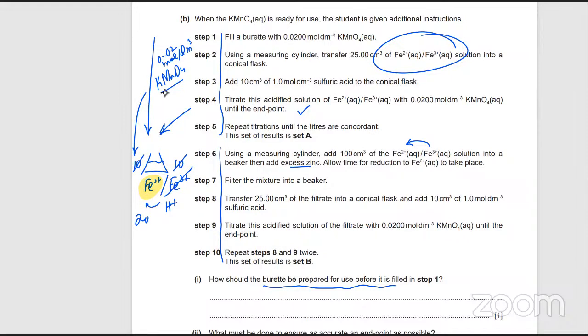Burette का ख्याल रखना. Burette में दो चीजें हैं. पहले तो उसको अच्छे तरीके से वॉश कर लेना. After washing, rinse with KMnO4. जिस चीज से यूज कर रहे हैं उसी चीज से आपने उसको वॉश करना है. Rinse with KMnO4 and throw the washings.